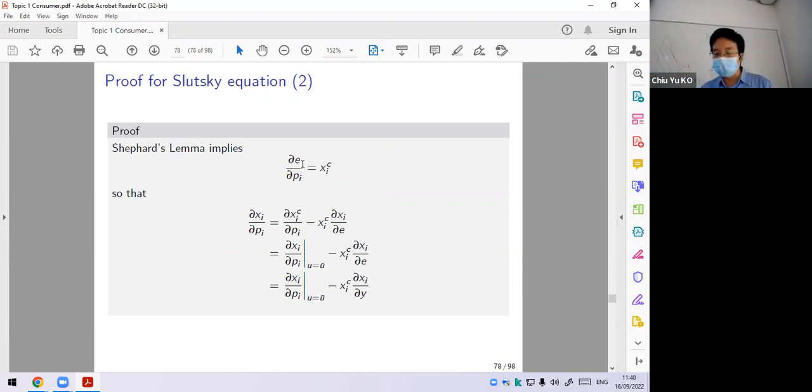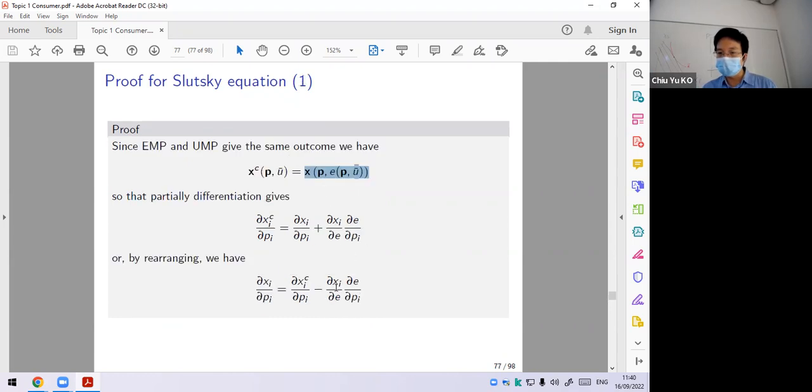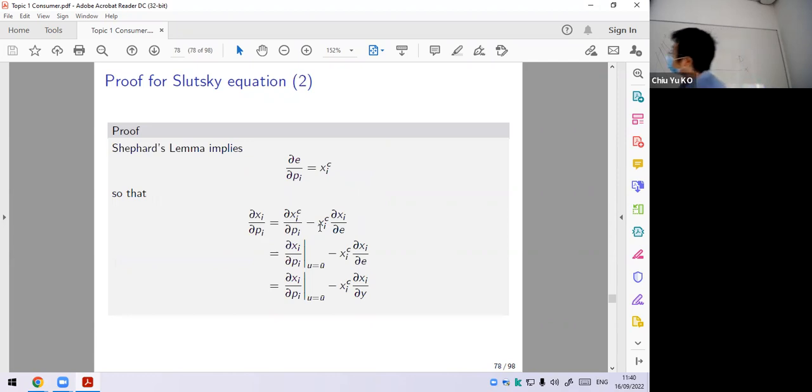Because you differentiate the expenditure function with respect to the price, you get the Hicksian demand. So this is why you can rewrite it this way. Hicksian demand is the same as the Marshallian demand, keeping the utility the same. So write it this way.